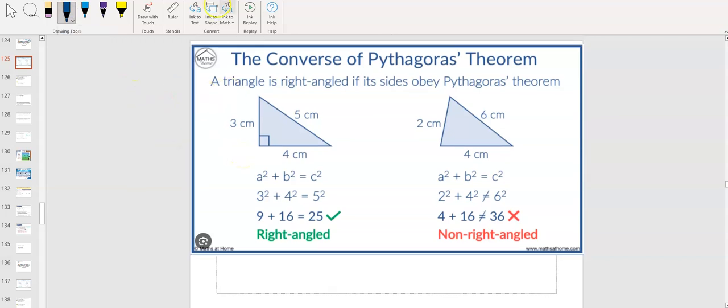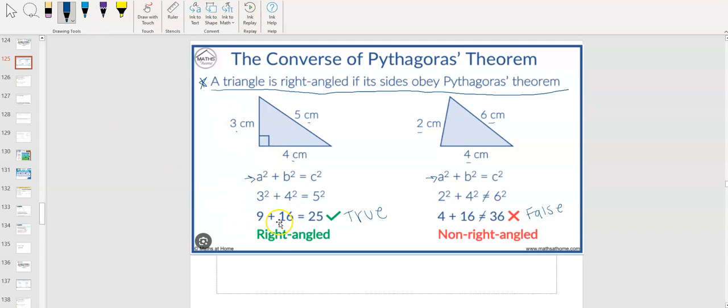We're going to take our notes here on this guy right here. A triangle is right angled if its sides obey the theorem. So if I can plug the three sides into the Pythagorean theorem and it turns out true, then I know that it is a right angled triangle. If I take the three sides of a triangle and plug them into the Pythagorean theorem and it is false, then I know it is not a right angled triangle.